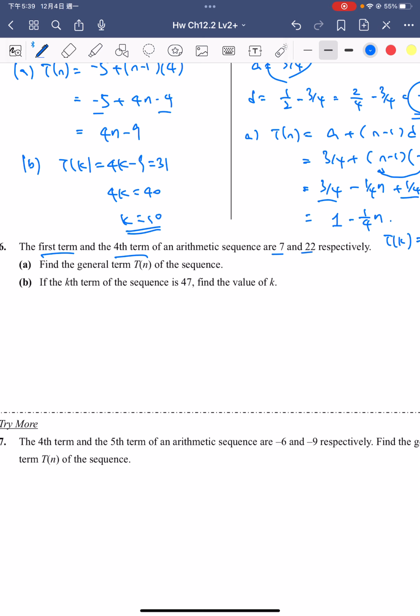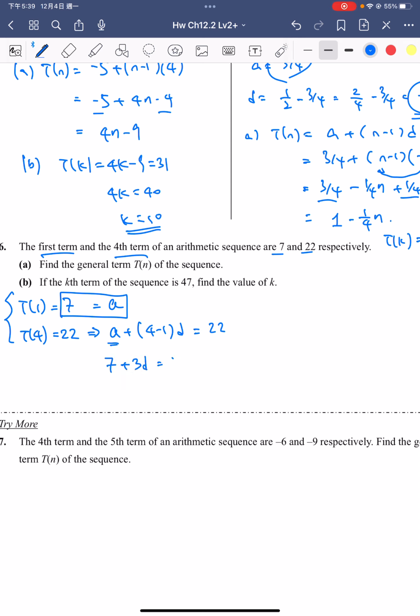Our first term, t1, is equal to 7, and for the second equation, we have the fourth term, t4, is equal to 22. So t1 is just equal to a, isn't it? But for t4, we can write it as a plus 4 minus 1 times d, and this is equal to 22. Now as 7 is equal to a, we can change this a to be 7 as well. So I have 7 plus 3d is equal to 22. So we have 3d is equal to 22 minus 7, giving you 15. So that we have d is equal to 5.